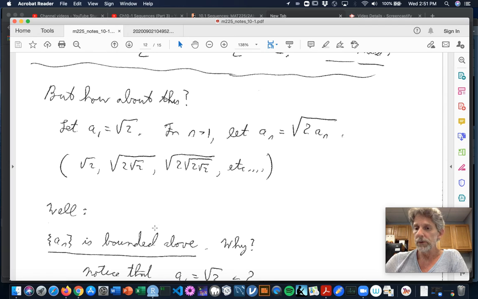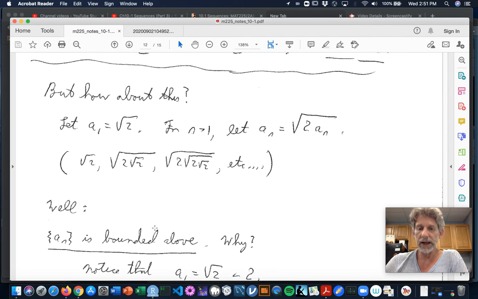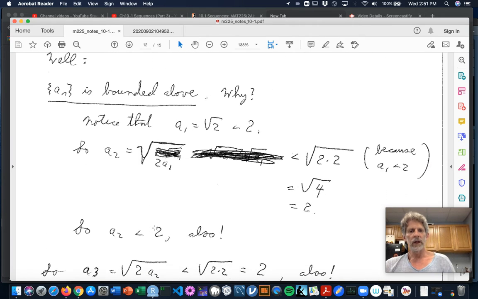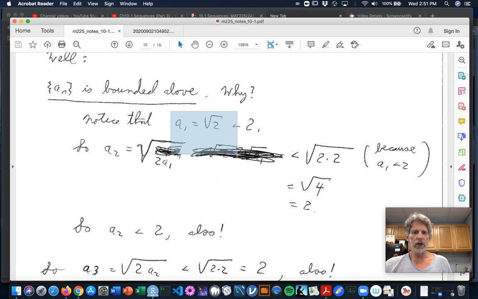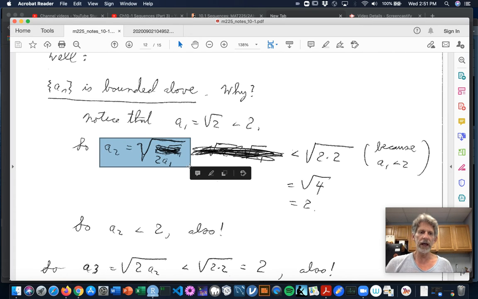I'm going to make two useful observations about that sequence a_n. First of all, it's bounded above. Why do I say that? Well, I would like you to notice that a1, which is square root of 2 by definition, is less than 2, because square root of 2 is about 1.4. That's less than 2. I would now like to have you look at a2, which by the builder rule is square root of twice a1.